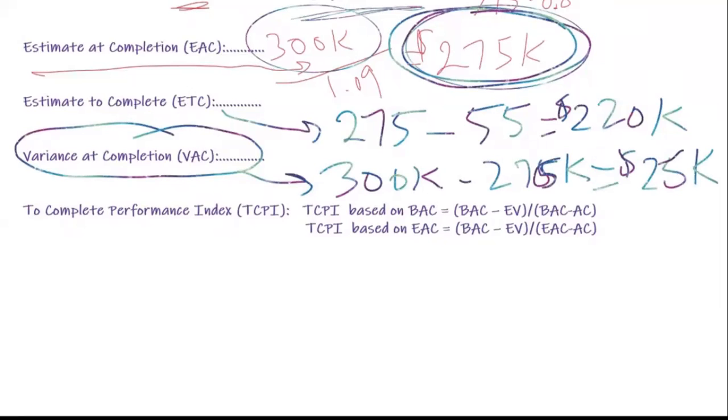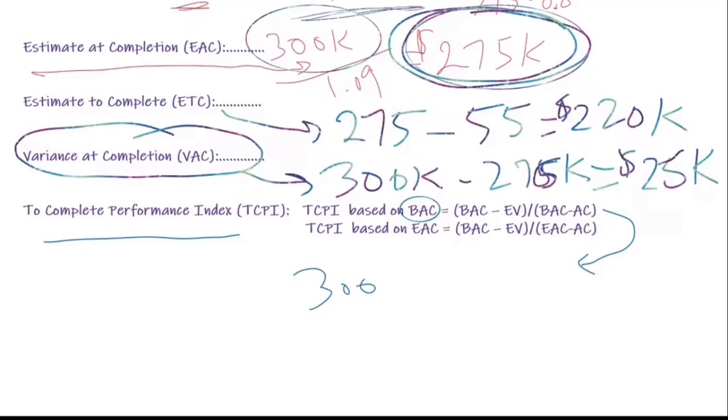There's one more thing we need to complete here, which is the to complete performance index. All right, the to complete performance index. This is a bit complicated, and what the to complete performance index talks about is what kind of cost performance index we need for the remainder of the project for us to be able to meet a certain number. So you see here, I have two examples. The first one here would be the TCPI based on the budget at completion. The original budget at completion is 300,000. All right.